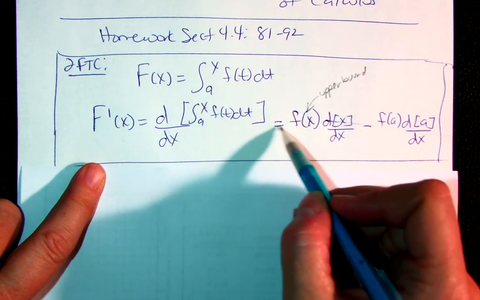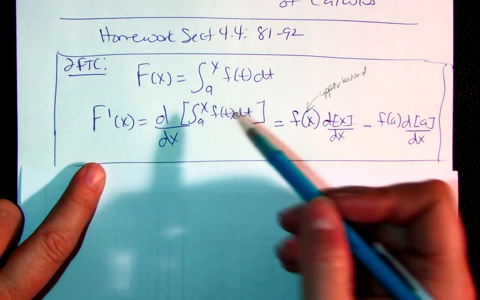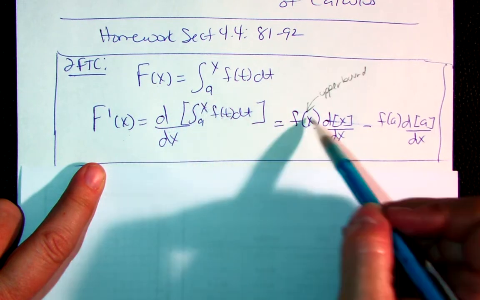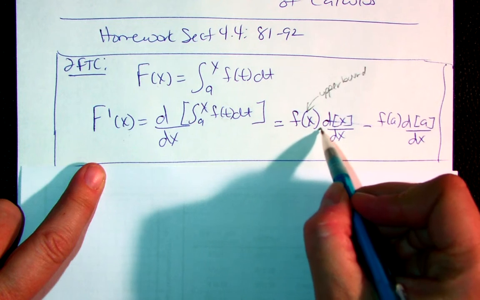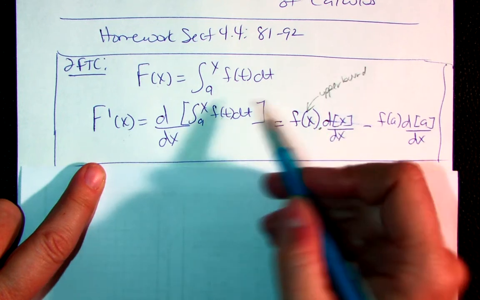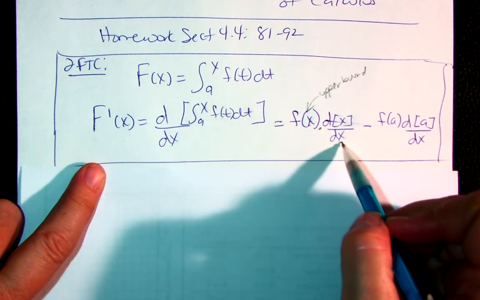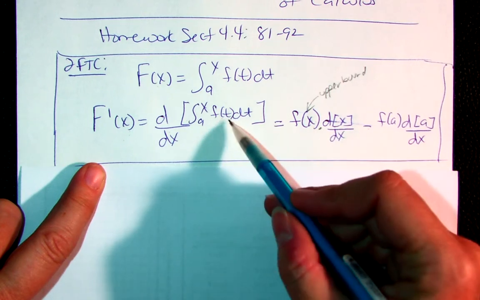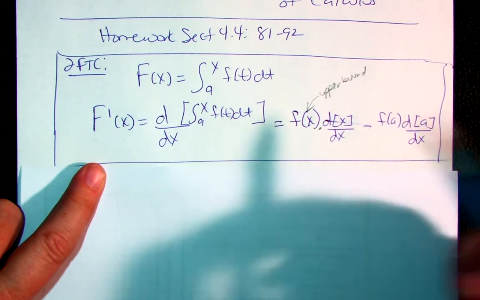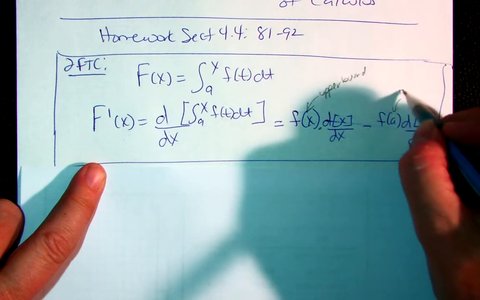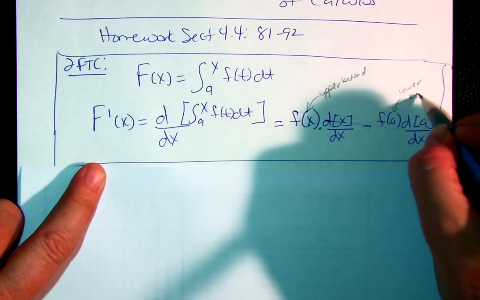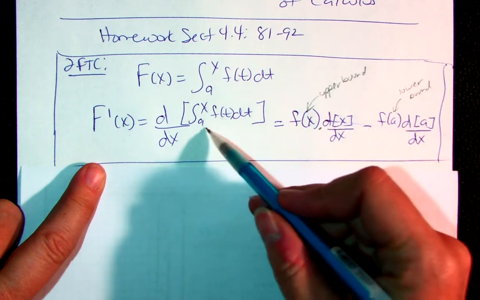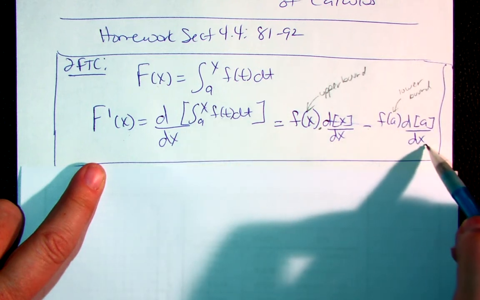So again, how you solve this by the second fundamental theorem of calculus is you take this function and you substitute in the upper bound, times the derivative of the upper bound with respect to x, minus, I take my function again and I substitute in the lower bound, times the derivative of the lower bound with respect to x.